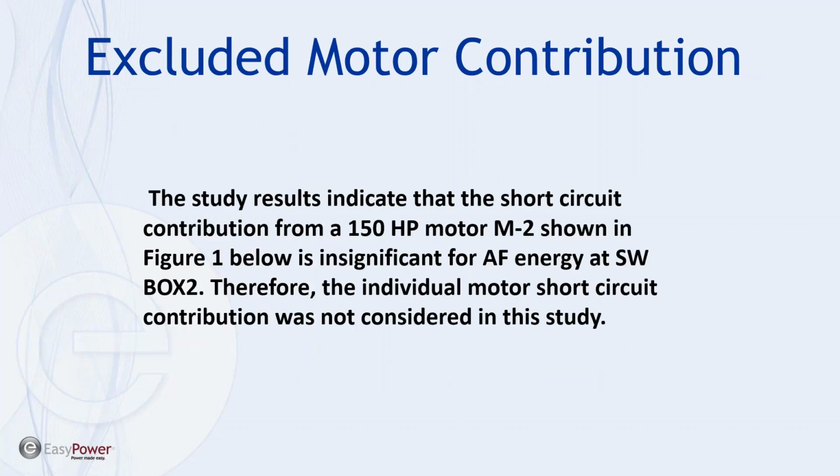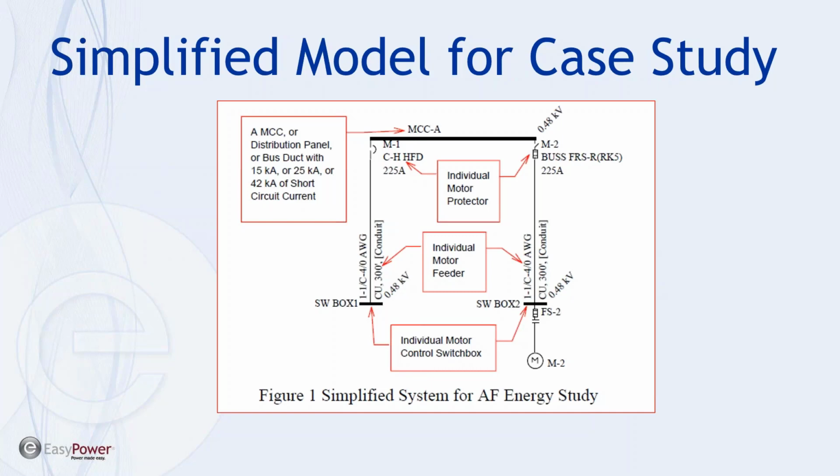Now, one of the first things that popped out as we started doing the study is that because all these motors were less than 50 horsepower, anything below 150, as shown in the example I'm about to show you, was insignificant as far as moving the dial on the arc flash incident energy. And so all of these considerations were made at no motor contribution. So here's the simplified case.